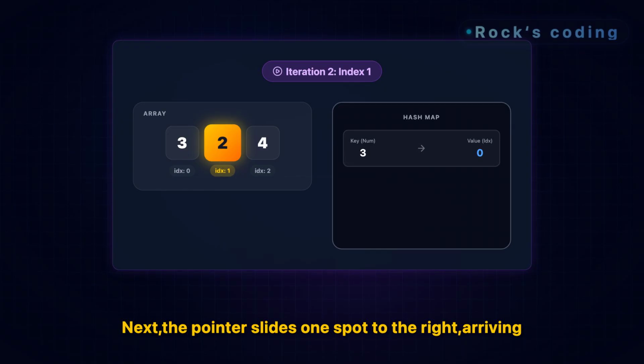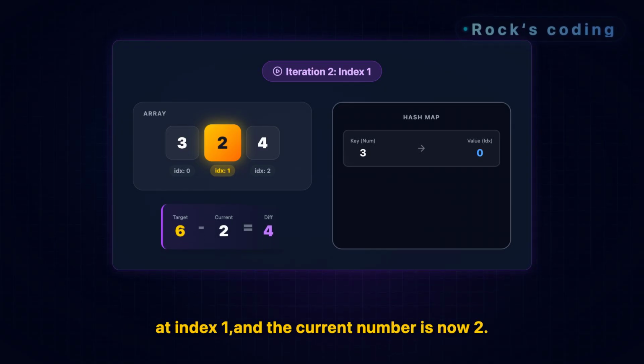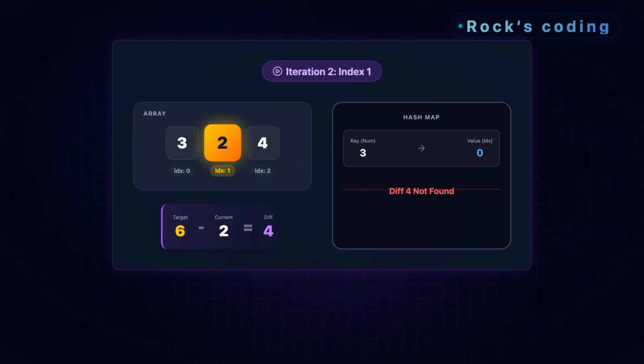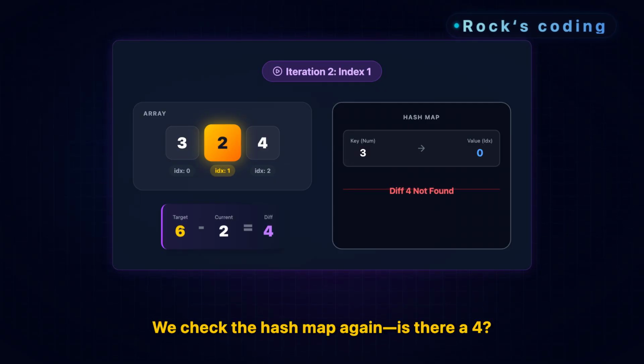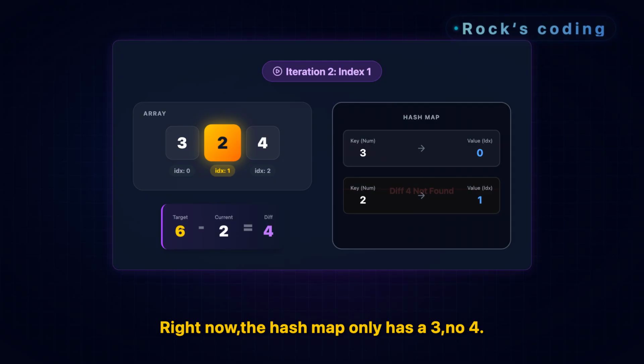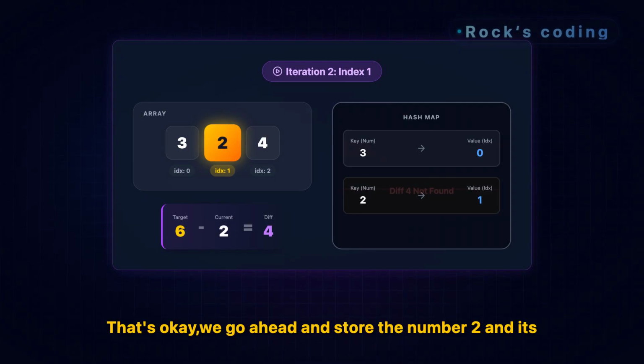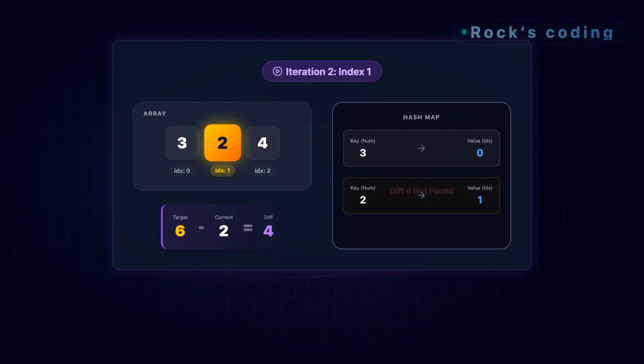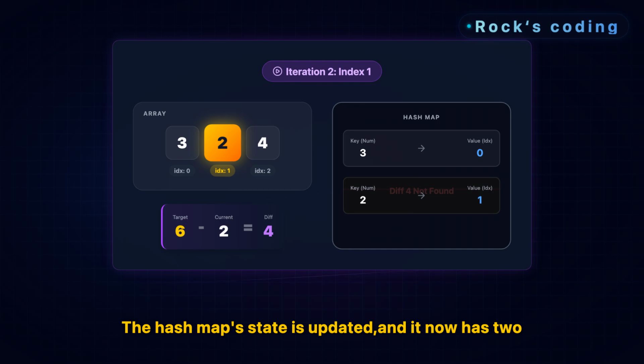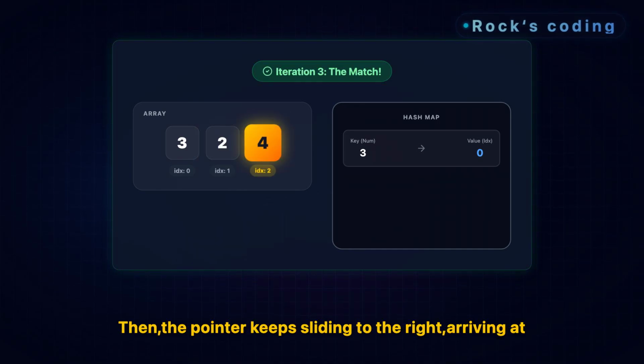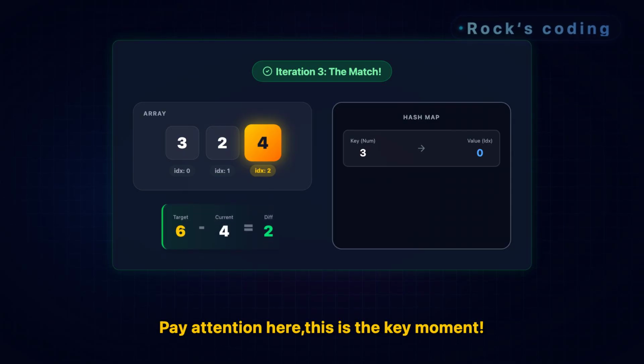Next, the pointer slides one spot to the right, arriving at index 1, and the current number is now 2. We take our target 6, subtract 2, and get a difference of 4. We check the hash map again. Is there a 4? Right now, the hash map only has a 3, no number 4. That's okay. We go ahead and store the number 2 and its index 1 into the hash map. The hash map state is updated, and it now has 2 records.